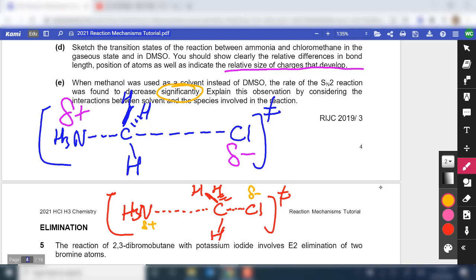So remember, for a novel question like this, very importantly, you need to relate to what you learned in both your H2 and H3 and then try to elicit important information from there.